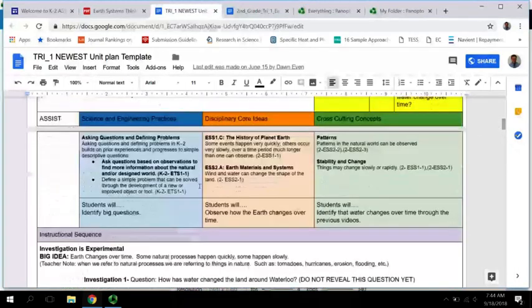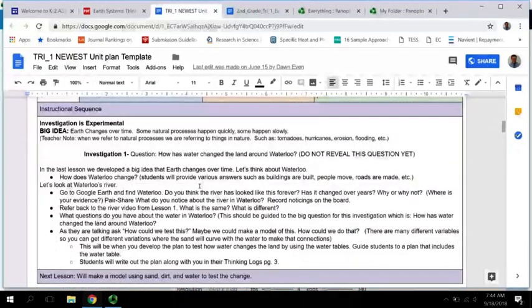So back up here. One idea that we came up with was we wanted to keep this local, and we have a great opportunity with some of the landforms that the Cedar River has created around Waterloo. So you would start out with a prompt to your students of just asking them, well, how do you think water has changed the land around Waterloo?